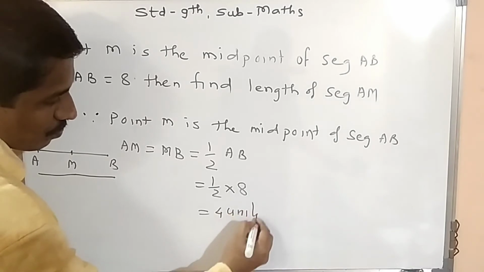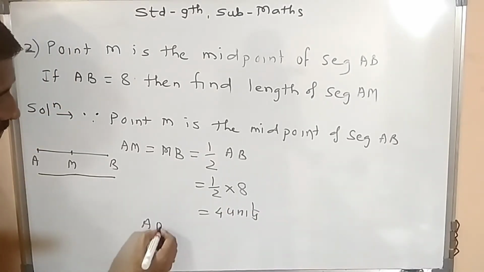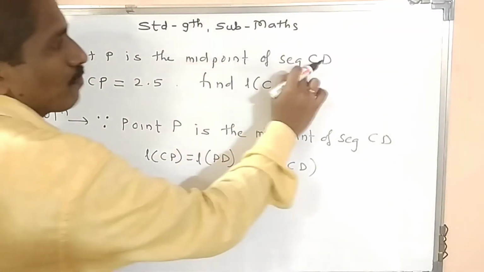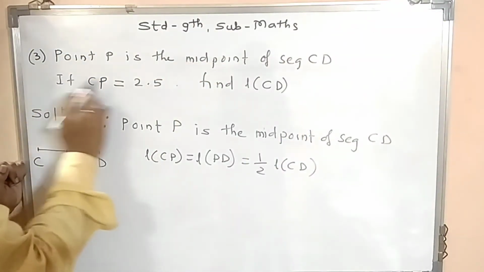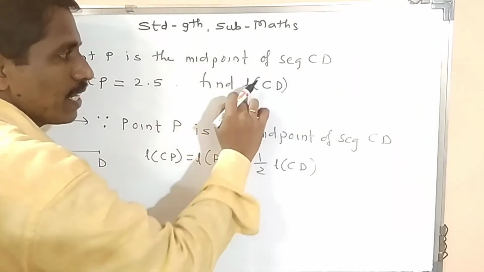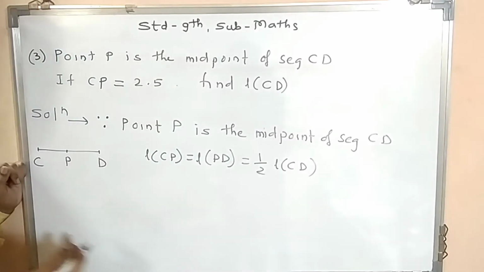That is 4 units. So what will I get? AM is equal to 4. Number 3. Point P is the midpoint of segment CD. If CP is equal to 2.5, find the length CD. That is the length of segment CD.